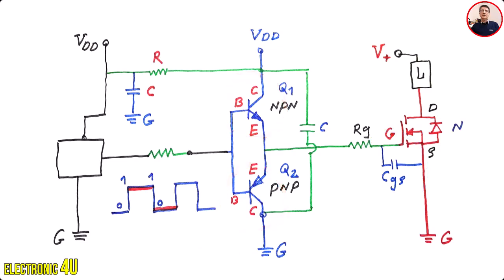This circuit is suitable, but if the frequency increases, the BJT transistors are not fast enough to turn the MOSFET on and off. We can also use MOSFET instead of BJT transistor.